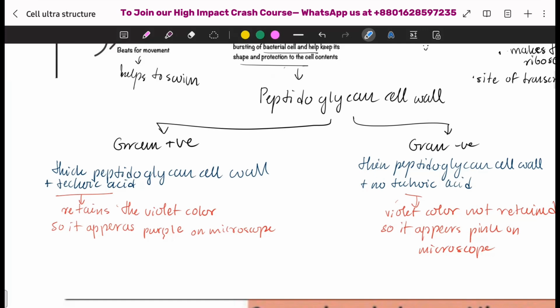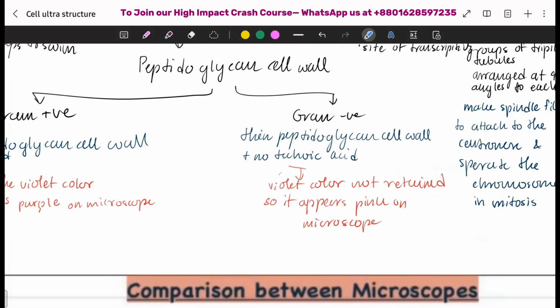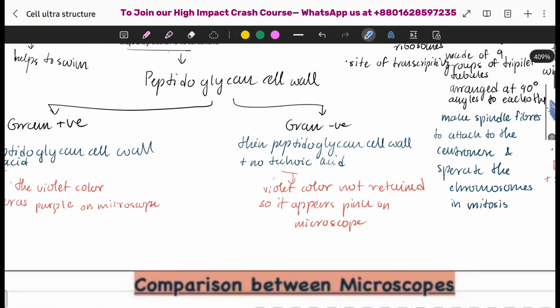And for the gram-negative one, they have a thinner peptidoglycan cell wall, and they have no teichoic acid, okay? So as they don't have any acid and they have a thinner cell wall, the violet color will not be retained. So that's why it will be shown pink in the microscope. Okay, if you see it using a microscope, it will be shown pink.